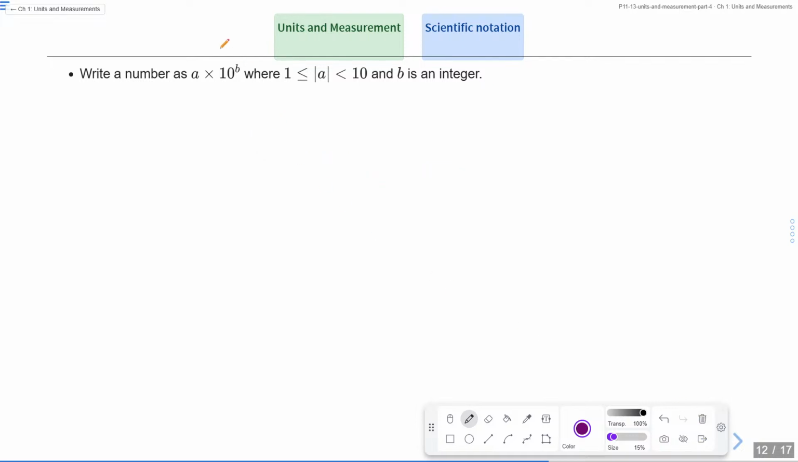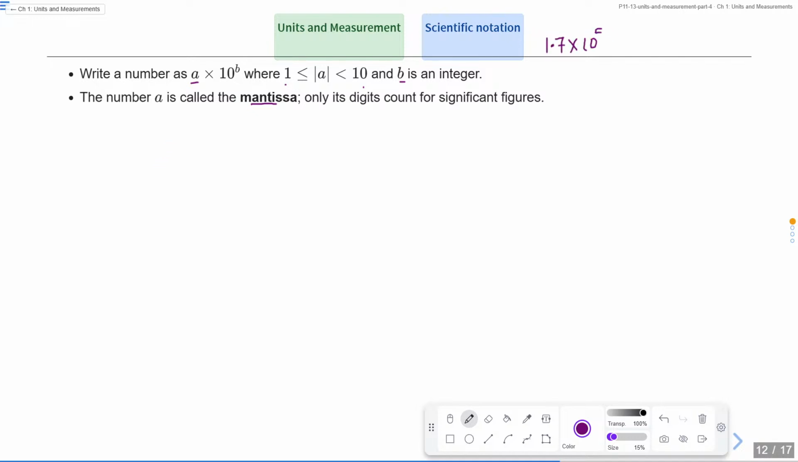Write a number in this form: a into 10 to the power b, where a is between 1 and 10 and b is an integer. A is called the mantissa. So like we write 1.7 into 10 to the power 5. Here a is between 1 and 10 and this 5 is an integer, any integer, positive or negative. And this a is called the mantissa. Only the digits of this mantissa are counted for significant figures.